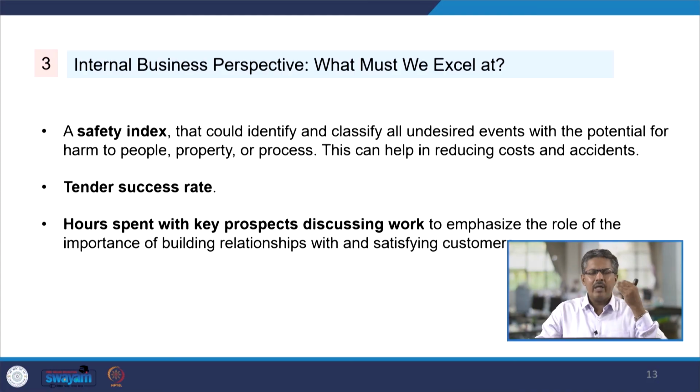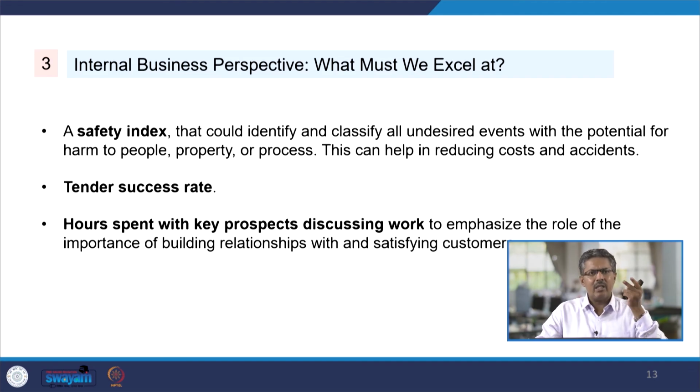Now, the third feature is the internal business perspective. Now, how does the company work on it? A safety index, tender success rate and hours spent with key prospects discussing the work. The company could identify and classify all undesired events which can create harm to people, property or process, and by identifying them, it can control them. So, a safety index is very important.